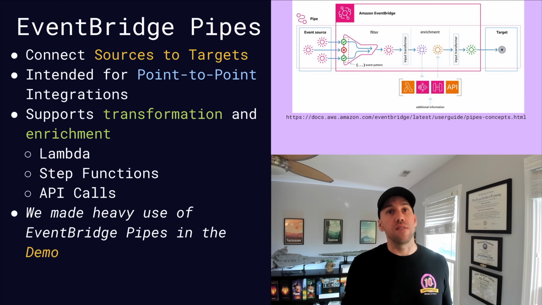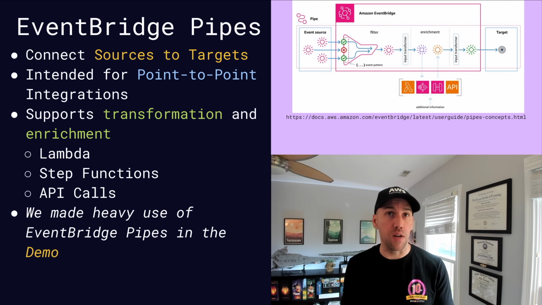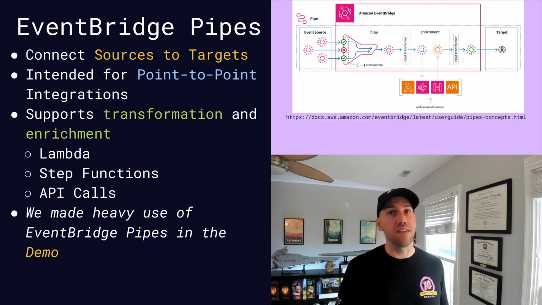EventBridge Pipes is a feature in AWS that simplifies point-to-point integrations between event sources and targets. It is designed to reduce the complexity and coding requirements in developing event-driven architectures. You can create a pipe to receive events from supported sources and optionally add filters for specific event processing. Further, you can define enrichments to enhance event data before sending it to your chosen target.